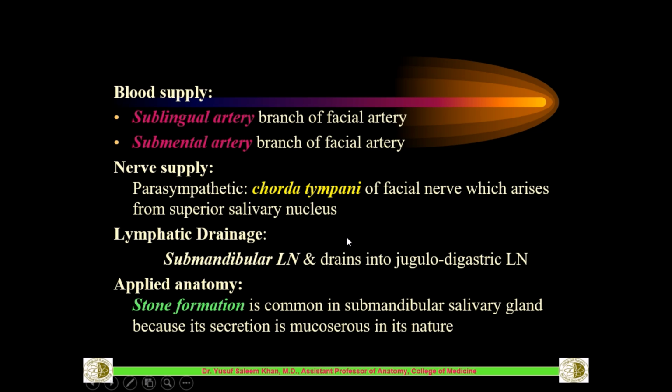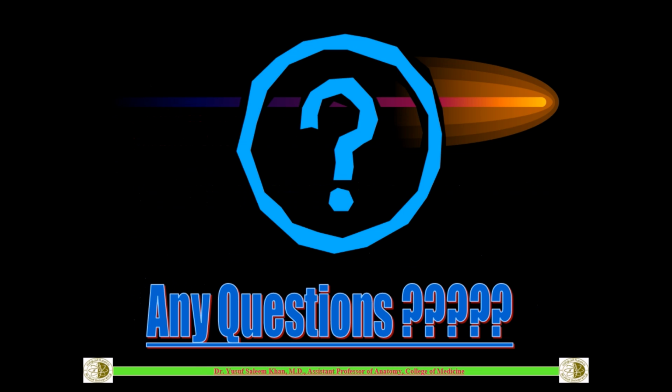Lymphatic drainage is again to the submandibular group of lymph nodes, and from there drains into the jugular-digastric nodes, very similar to that of the submandibular gland. Coming to the applied aspect, stone formation is common in the submandibular salivary gland because its secretion is mucoserous in nature, so it is much thicker, and even the angulation of the duct is upward, it goes above and has to open. That's why stone formation is much more common in this salivary gland compared to the other glands.